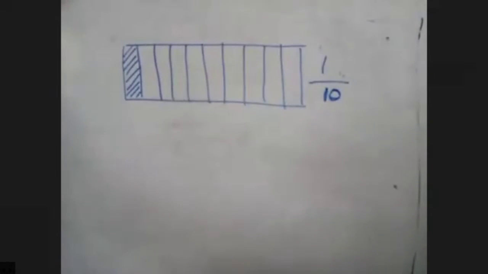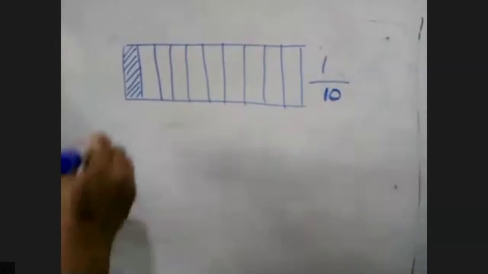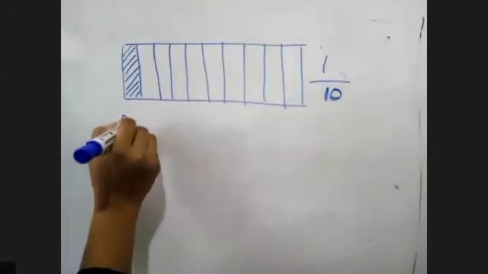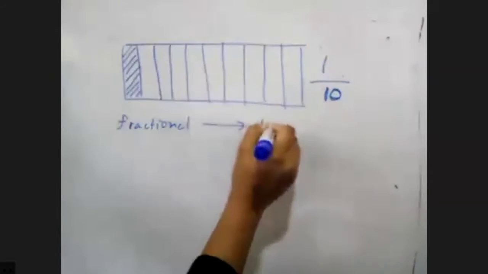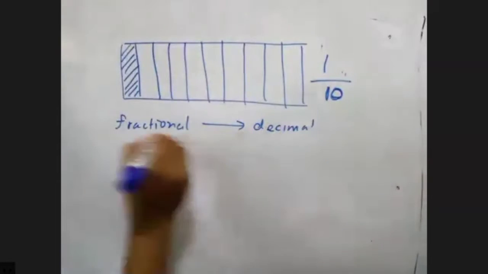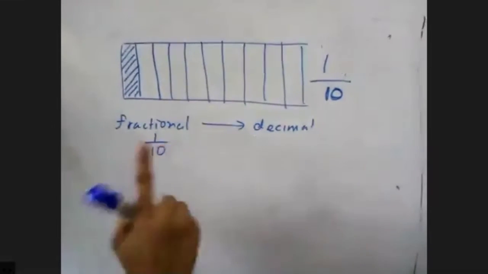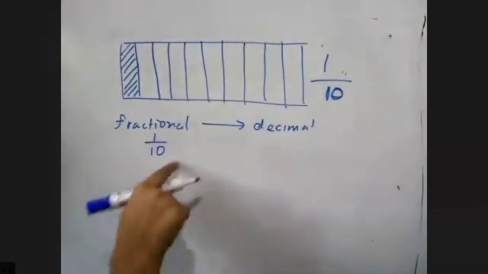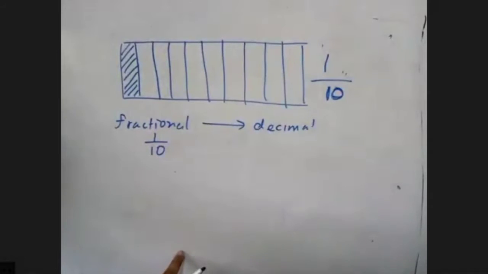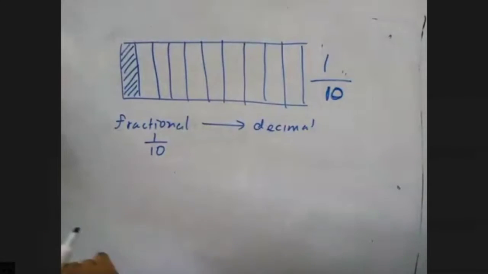Now this is the fraction. But this fraction can be written in another way, which we call a decimal. Fractional form can be converted into decimal form. Listen carefully now. Fractional form is 1 over 10. Decimal form I can write in this way. Listen very carefully. This 1 over 10 means you are dividing 1 by 10. But what am I doing here? A small trick for you.